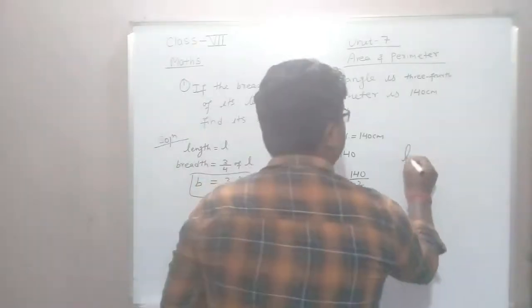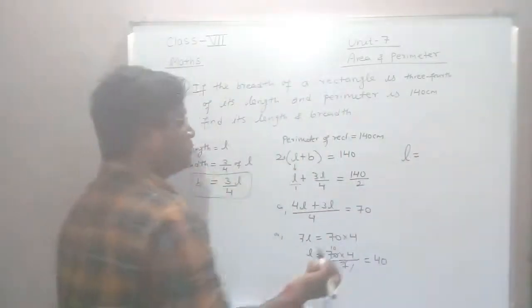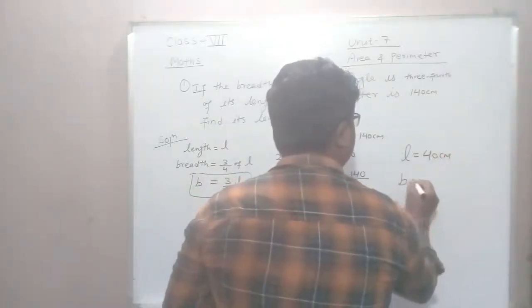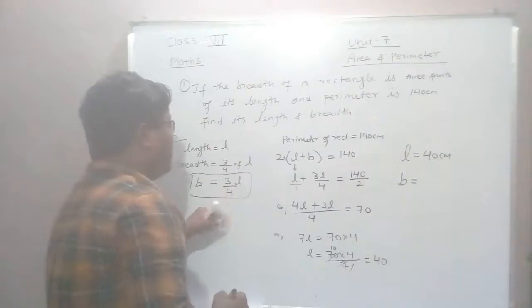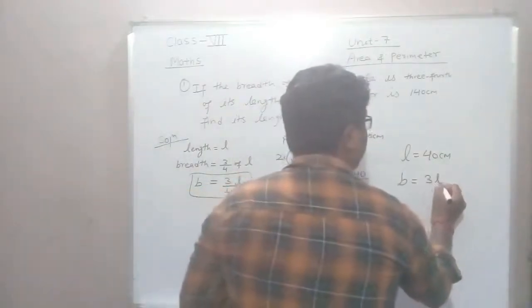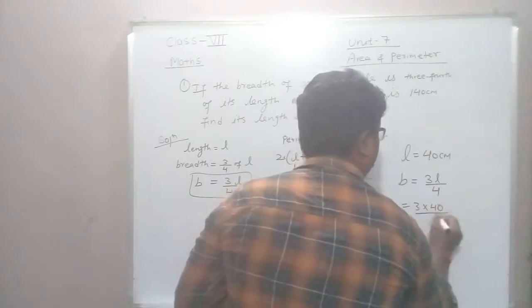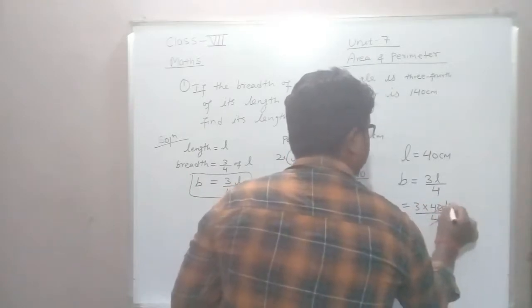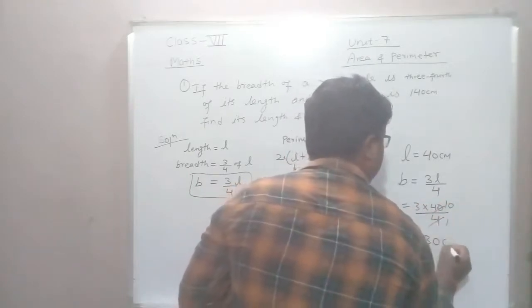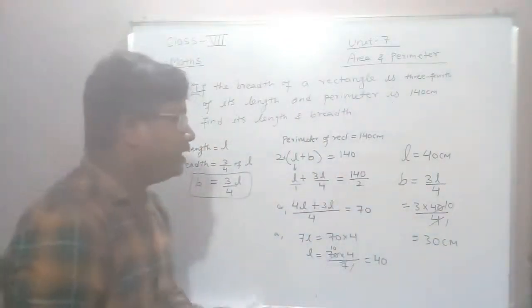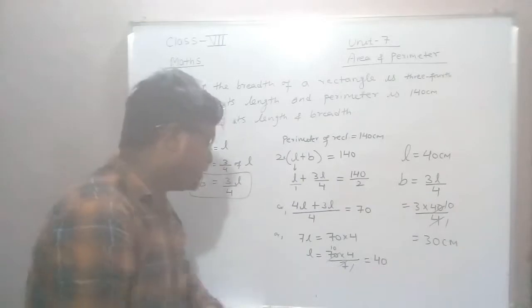So what is the value of length? Length is your L, so that L we got here is 40 centimeter. Breadth is 3L by 4, that is 3 into 40 upon 4. 4 1s are 4, 4 10s are 40, so we got here 30 centimeter. So the value of length is 40 centimeter and the value of breadth is 30 centimeter.